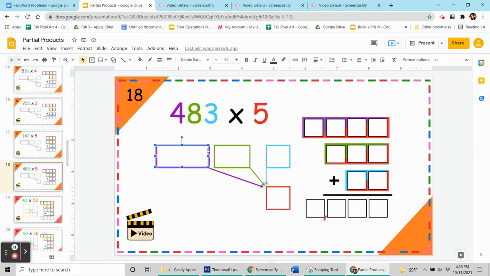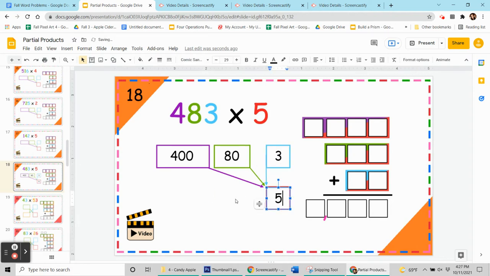So the 4, the purple, is a 400, and that 8 is an 80, and the 3 is a 3. Each one of those is going to multiply against the 5. Now we're ready to start multiplying.